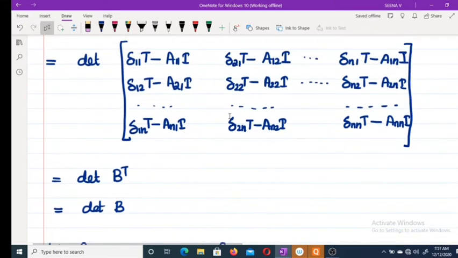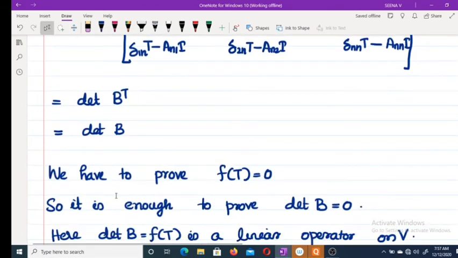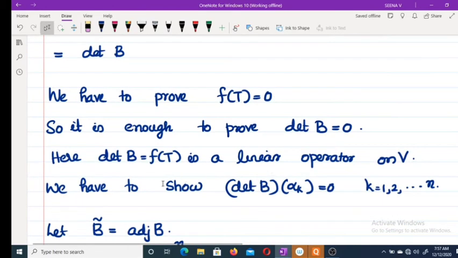Therefore, to prove f of t equal to 0, it is enough to prove determinant B equal to 0. Clear? This term is equal to B transpose, and we know that determinant of B transpose is the same as determinant of B. Therefore, to prove f of t equal to 0, we have to prove determinant B equal to 0. Okay. Now here, what about determinant B?